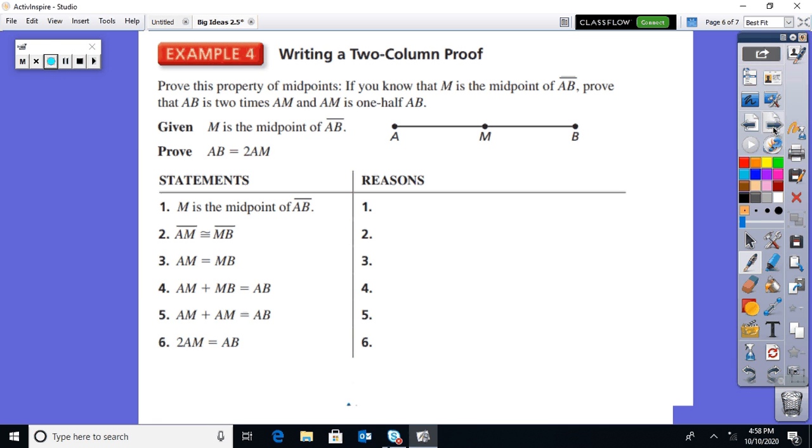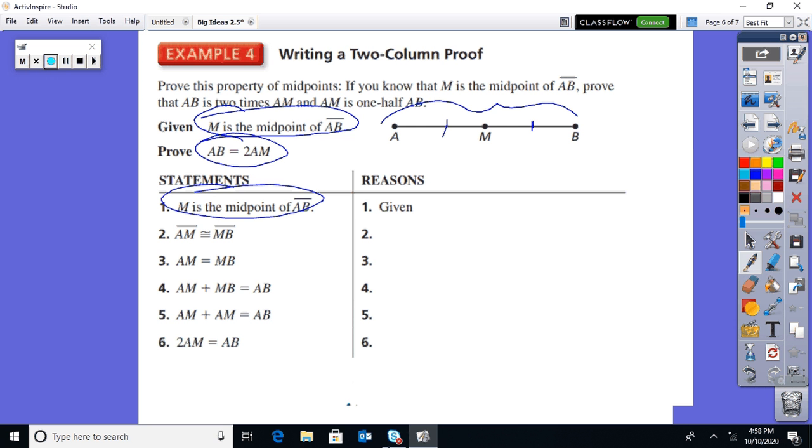All right. Next example, same thing, guys. It's two-column proofs. Given M is the midpoint, so first statement, M is the midpoint, first reason is given. So we know that M is the midpoint, so we know that's the same as that because it's given. They want to prove that AB, this whole thing, equals 2 of these, 2 AMs. So let's do it. First off, they are setting the two little segments equal to each other. And what allows you to do that, of course, is the definition of midpoint. That's what allows you to set that up.